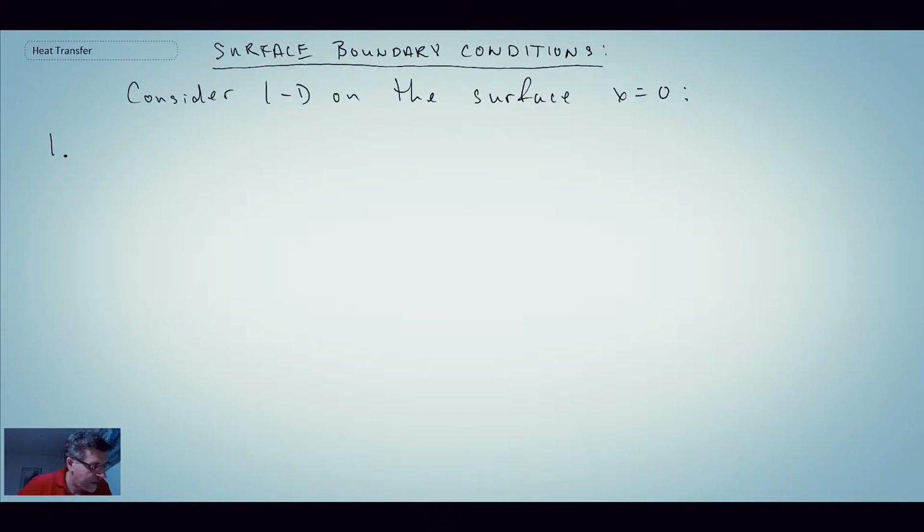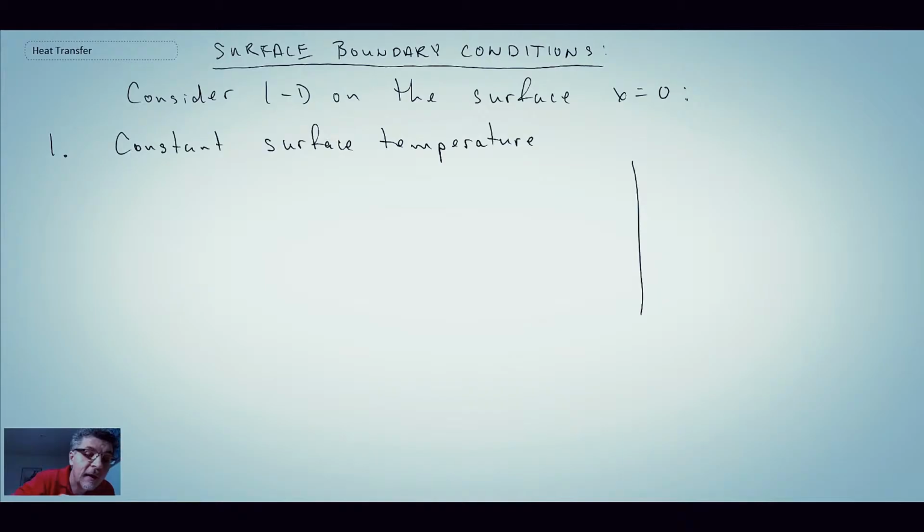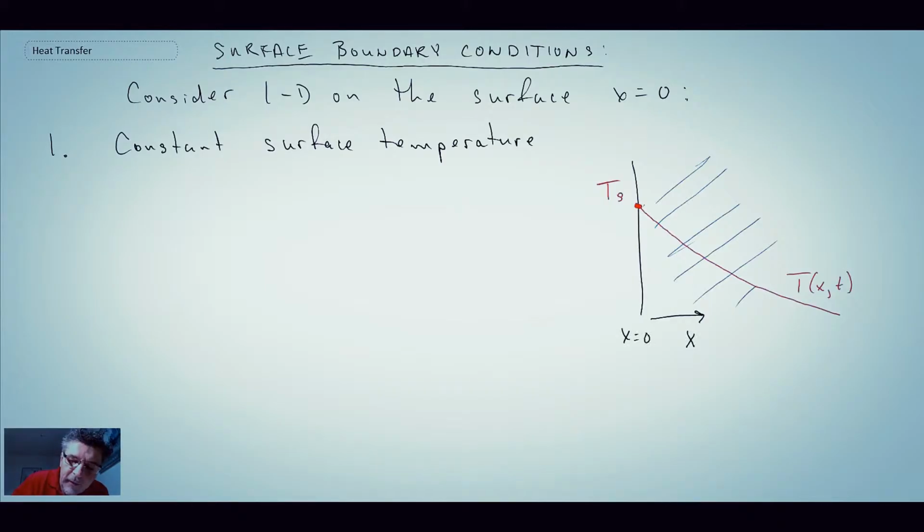We're going to begin with the simplest type of boundary condition, and that is where we have a constant temperature on the surface. So a constant surface temperature. Drawing out our object, this would be the solid that we're looking at. So there we have our solid. This would be x equals 0 on the surface.